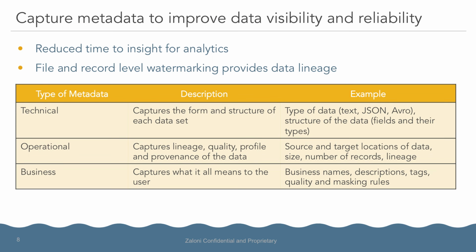So when we talk about metadata, oftentimes you need to think about the 360 view of metadata, which includes the technical metadata, which is the format, the structure, the fields, and things that are captured about the data. But then there's also operational metadata. How much data came in for that particular entity? Where is it located? What is the quality of the data? What's the lineage? What's the provenance? So those are the operational metadata attributes.